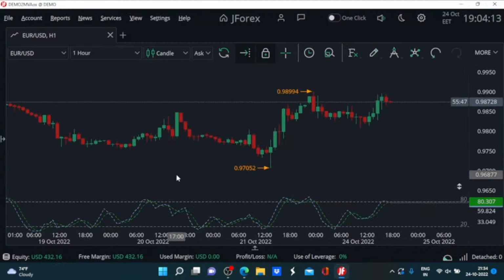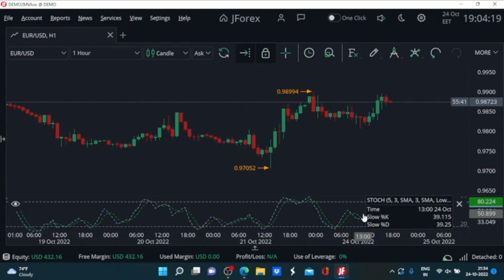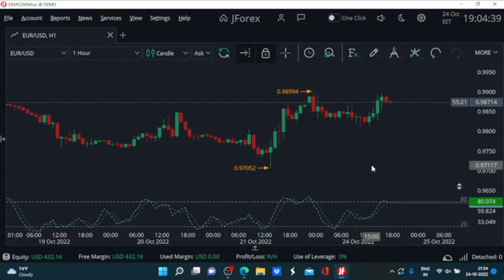Now, let us head to the JForex platform, the newly released trading platform from Dukascopy Bank SA. Here, this is the chart drawn on the hourly candle time frame. On the bottom side, as you can see, I have added the stochastic indicator with the default parameters. The percent K and percent D parameters are defined as 3 combination, with the simple moving average being used for the calculation purpose.